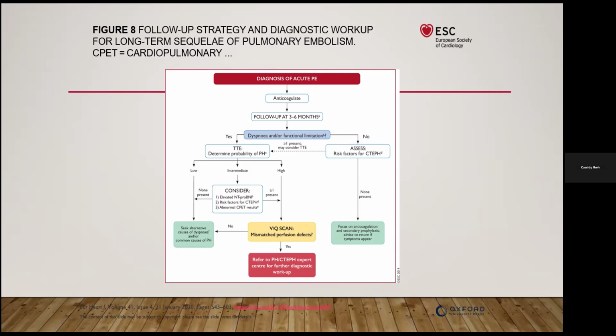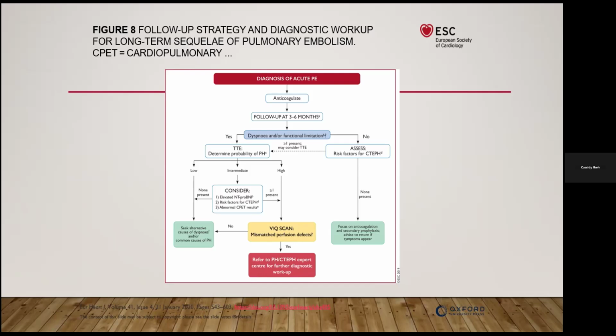Then if it's intermediate, you want to consider further investigation and the NT-proBNP. You want to assess for risk factors for CTEPH, and also check if there's a normal CPET result. Now, if you do your echo and it falls under high, then you want to go ahead and do a VQ scan. Then if there is a mismatched perfusion defect, it's important to refer this patient for pulmonary hypertension.